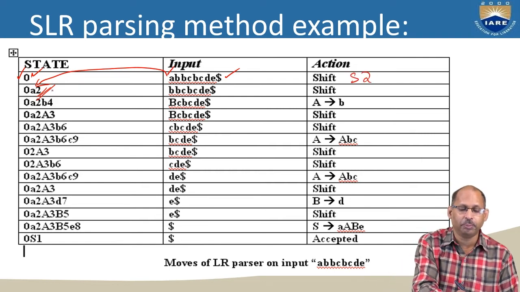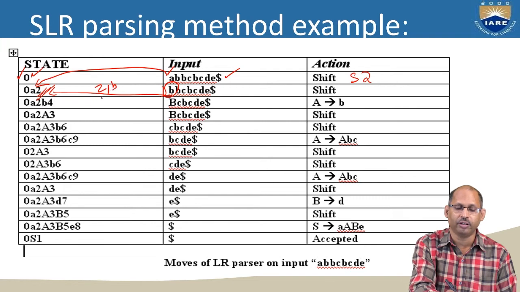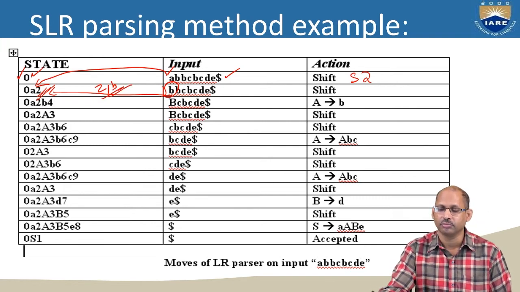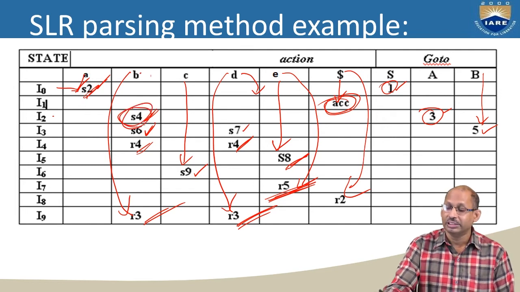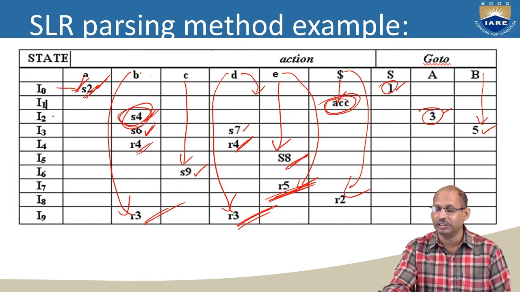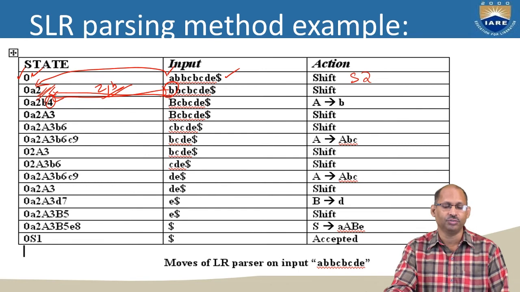Now 2 and B. What is the 2 and B? 2 comma B, what is it saying? 2 and B is 4. Shift, and the top of the stack will be 4. So move to B and the stack is 4.